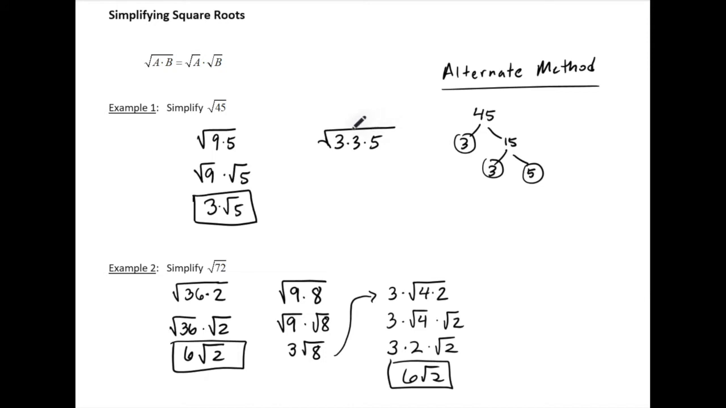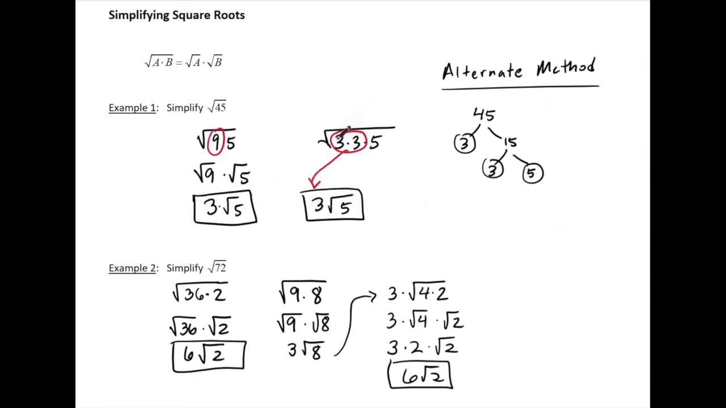And that gives us the prime factorization for 45: 3 times 3 times 5. And now when we look for perfect square factors, we'll be looking for a pair of common factors. 3 times 3 is the perfect square 9. And we know that the square root of 9 is equal to 3. So when this perfect square comes out of the square root, the pair of 3's will become a single 3.